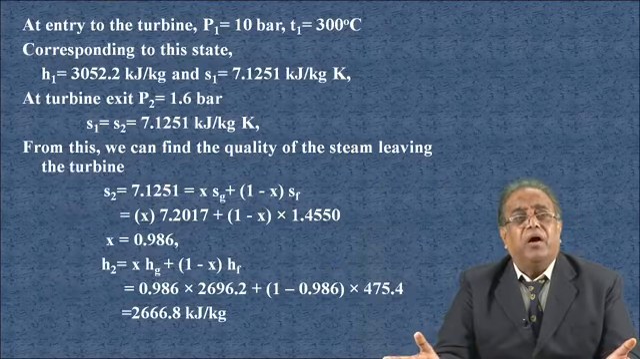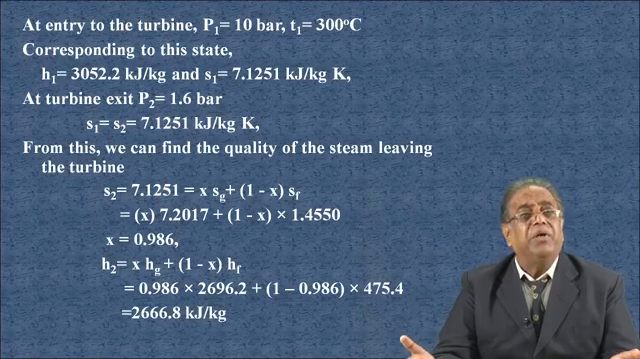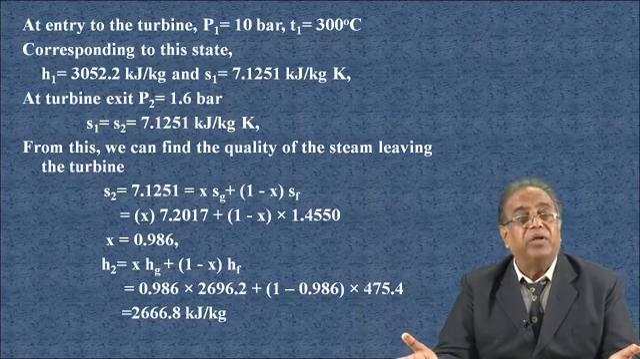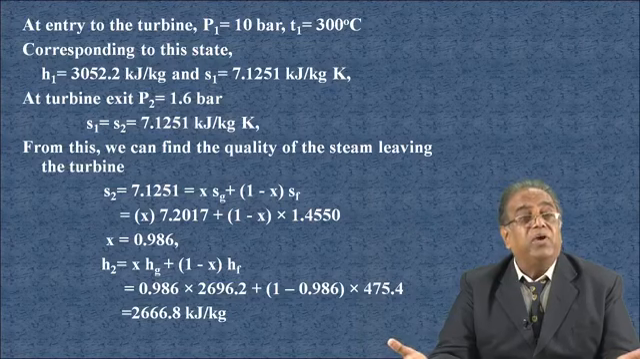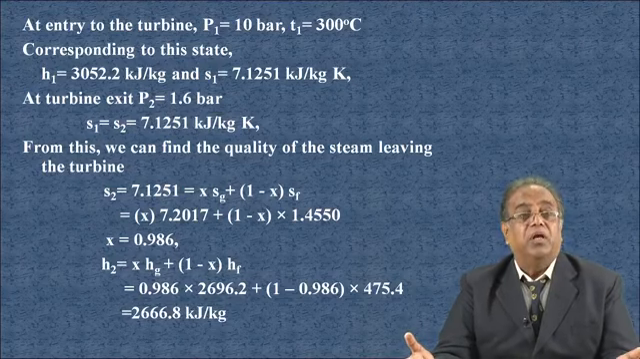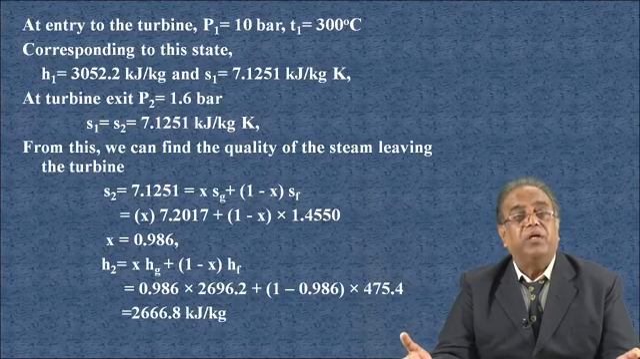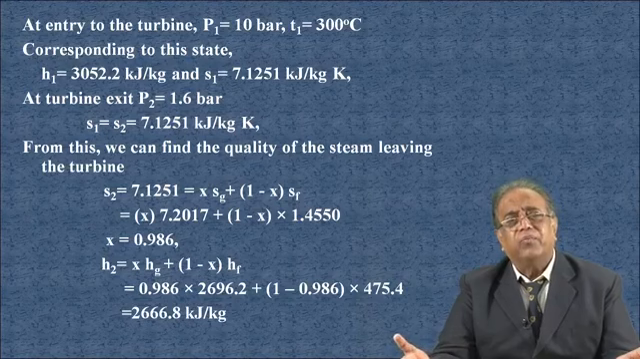At the entry point of the turbine, P1 is given as 10 bar, T1 is equal to 300 degree centigrade. Corresponding to this state, from the steam table we can find H1, the enthalpy at point 1, equal to 3052.2 kilojoule per kg, and S1, the entropy at point 1, equal to 7.1251 kilojoule per kg K. At turbine exit, P2 is given as 1.6 bar. But we know very well, since it is an isentropic process, entropy at point 1 is equal to the entropy at point 2. So S1 is equal to S2 is equal to 7.1251 kilojoule per kg K. From this, we can find the quality of the steam leaving the turbine. So there is another property, we call it quality, X.